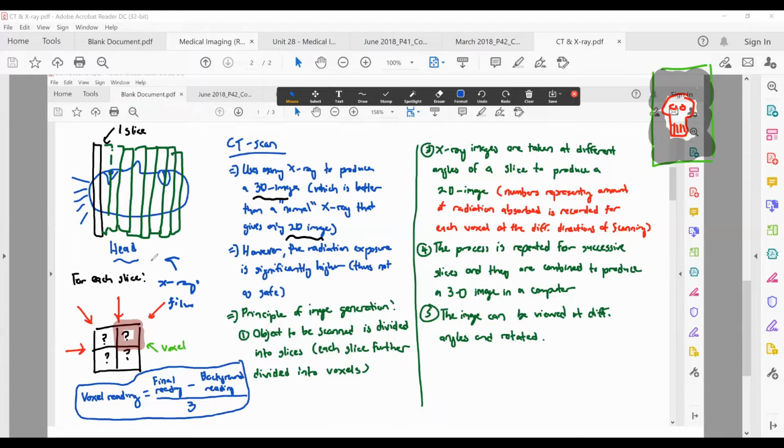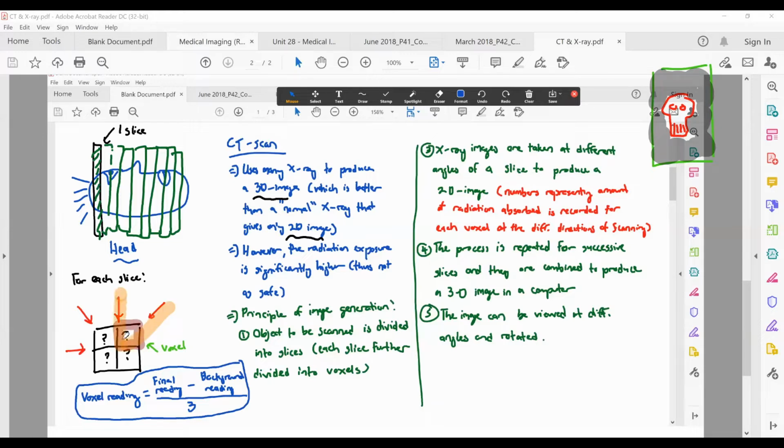So for the X-ray image of one slice, say I divide the head into multiple slices and I only want to consider one slice. This is one slice here. When we want to produce an image for that slice, we will start by taking X-ray images of that slice at different angles. You will have to take X-ray images of that slice in 4 different directions. This is one direction.